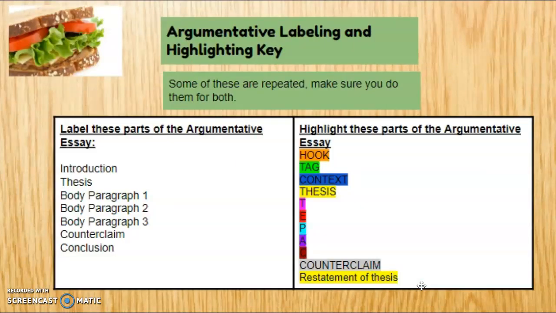So this is the key. On the left, this is what you're going to label. You're going to use those comments on Google Docs to say introduction, thesis, body paragraph 1, body paragraph 2, body paragraph 3. Then on the right, you have to actually go in and color them. Yes, you do have to color them these colors. I know they're not the prettiest colors, but your hook is orange from the practice. It's going to be blue for context, etc. So that's what you are going to be doing in class.